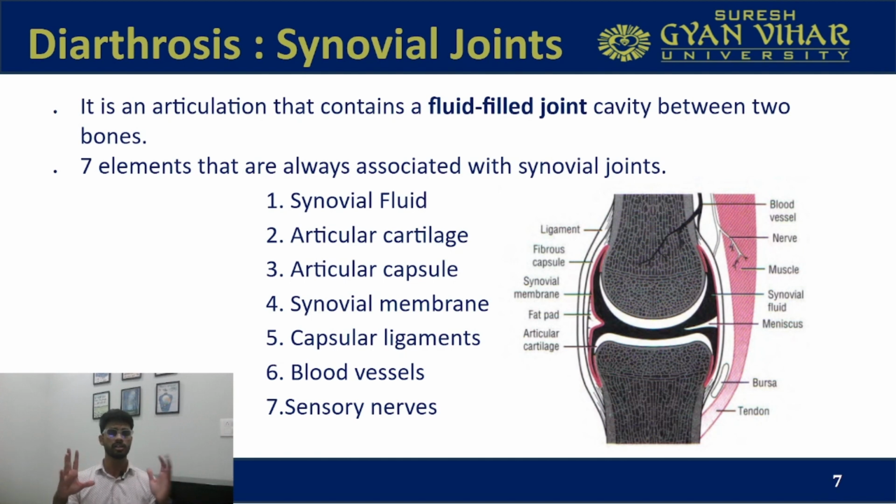Sixth thing which is present in the synovial joint is blood vessels. Blood vessels have to be present there because you need the circulation to go there, oxygen to go there, and the healing and repairing process to occur.